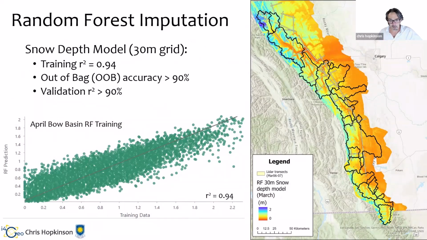So all of those have gone into the imputation and produced a snow depth map. And here you can see the product. So here's the extent of our map. It actually goes beyond the real area of interest, which are the drainage basins.